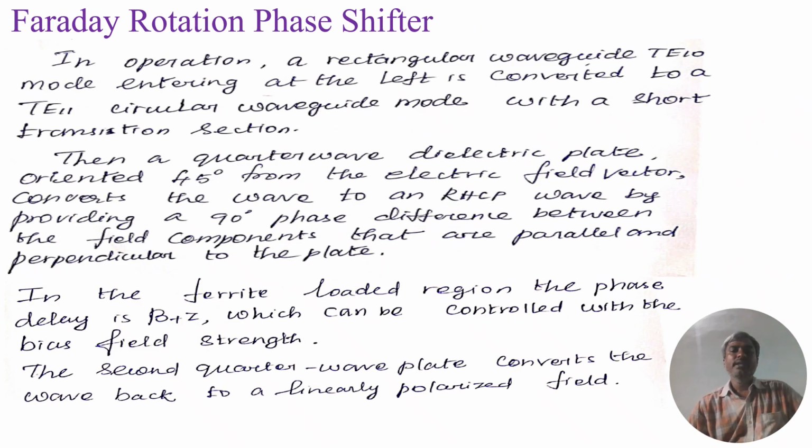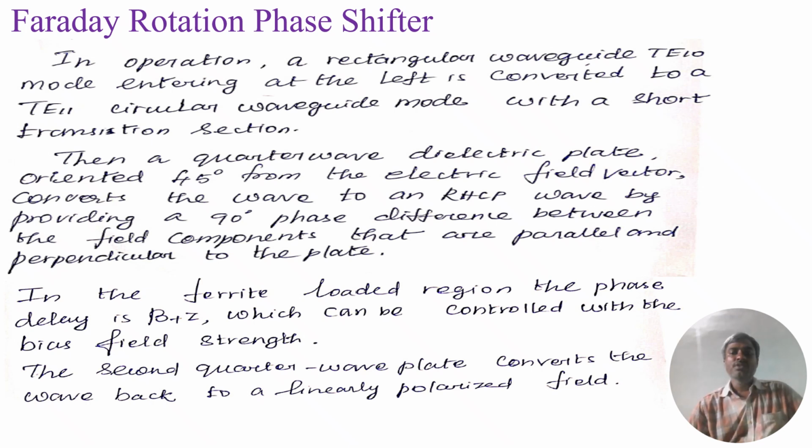When a wave enters the rectangular to circular waveguide transition, the TE10 mode of the wave will be converted into TE11 mode, and then a quarter wave dielectric plate will convert the linearly polarized wave into a circularly polarized wave, and a ferrite core which is placed in the center of the circular waveguide will introduce a phase shift in the signal.